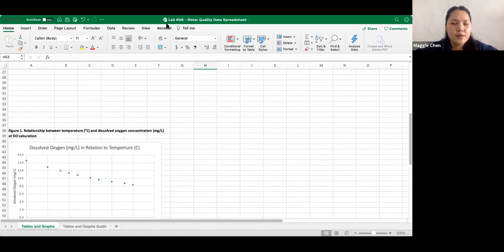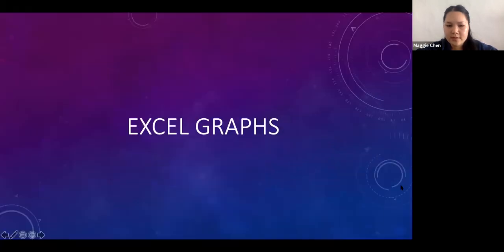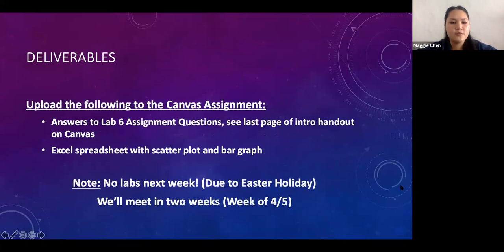So now if we go back to the PowerPoint. We just made our Excel graphs. And at the end of this, you would answer the Lab 6 assignment questions, the last page of the intro handout on Canvas that I showed you before we made our Excel graphs. And you would turn in your Excel spreadsheet with the scatter plot and the bar graph. As a note, there are no labs next week because of the Easter holiday. We'll meet in 2 weeks, the week of April 5th.